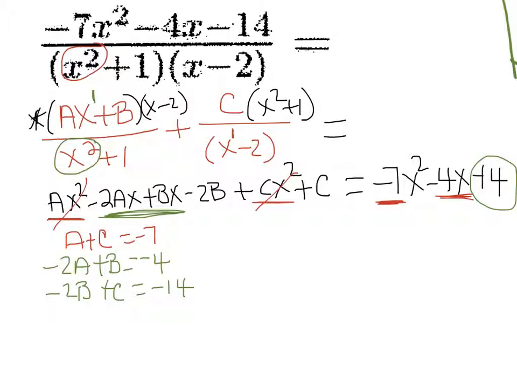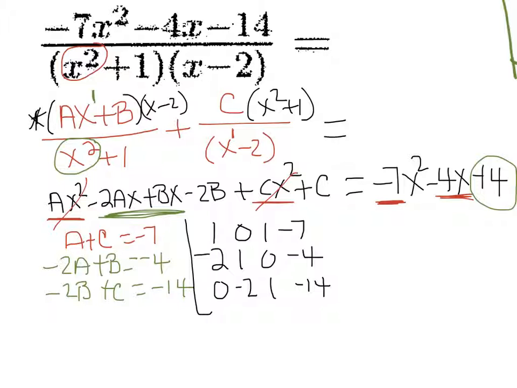Now, you could solve this by subtracting and all that, but let's use what we just learned. Let's rewrite this as an augmented matrix. If we write this as an augmented matrix, I think it would be 1, 0, 1, negative 7, negative 2, 1, 0, negative 4, 0, negative 2, 1, negative 14. Okay? So there's my matrix. Let me just double check because I wrote this out before.